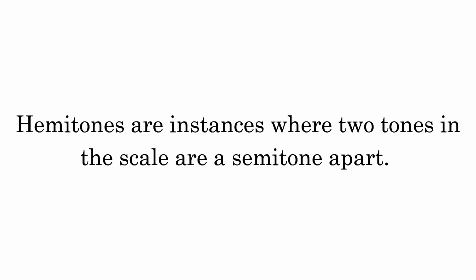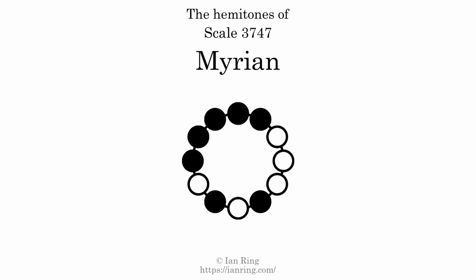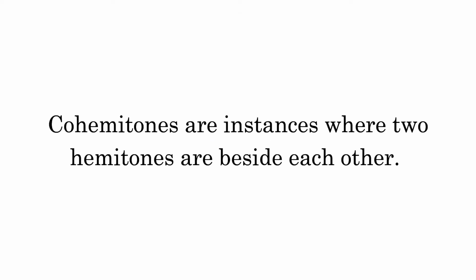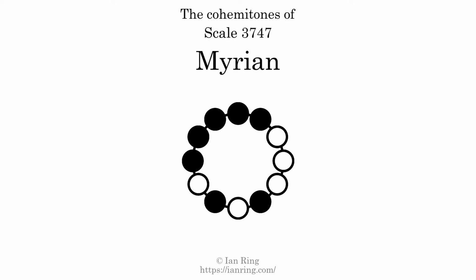Hemitones are instances where 2 tones in the scale are a semitone apart. This scale has 4 hemitones. They are at positions here, here, here, and here. Cohemitones are instances where 2 hemitones are beside each other. This scale has 3 cohemitones. They are at positions here, here, and here.